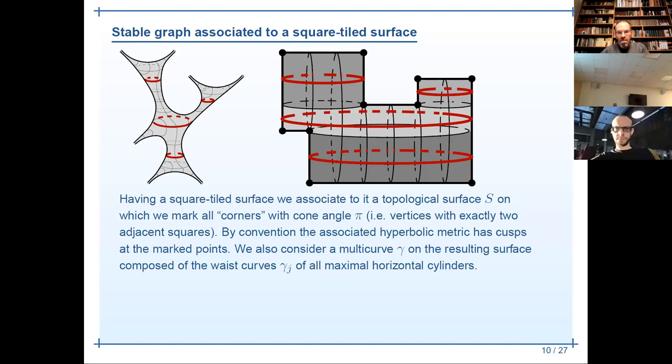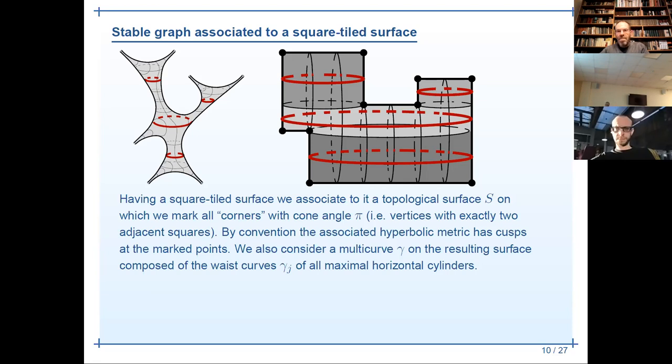This tiling has the following properties. I can color, so I can declare that, for example, this side of this particular square is vertical. And then this side would also be vertical, this side is vertical, this side is vertical. So I have vertical sides and horizontal sides. And when I'm gluing squares, I'm gluing vertical sides to vertical and horizontal to horizontal. This is basically the definition.